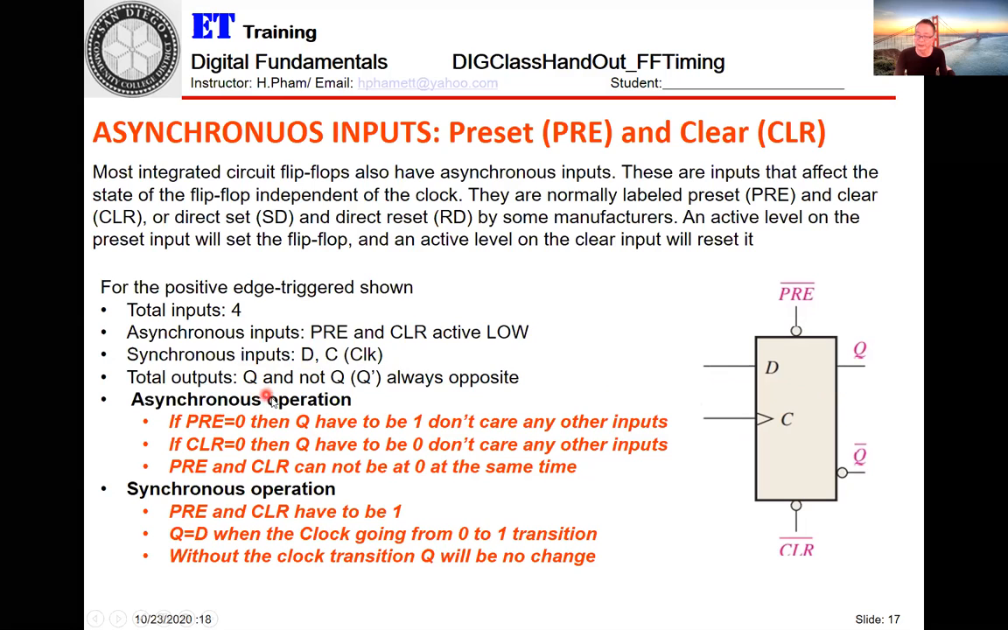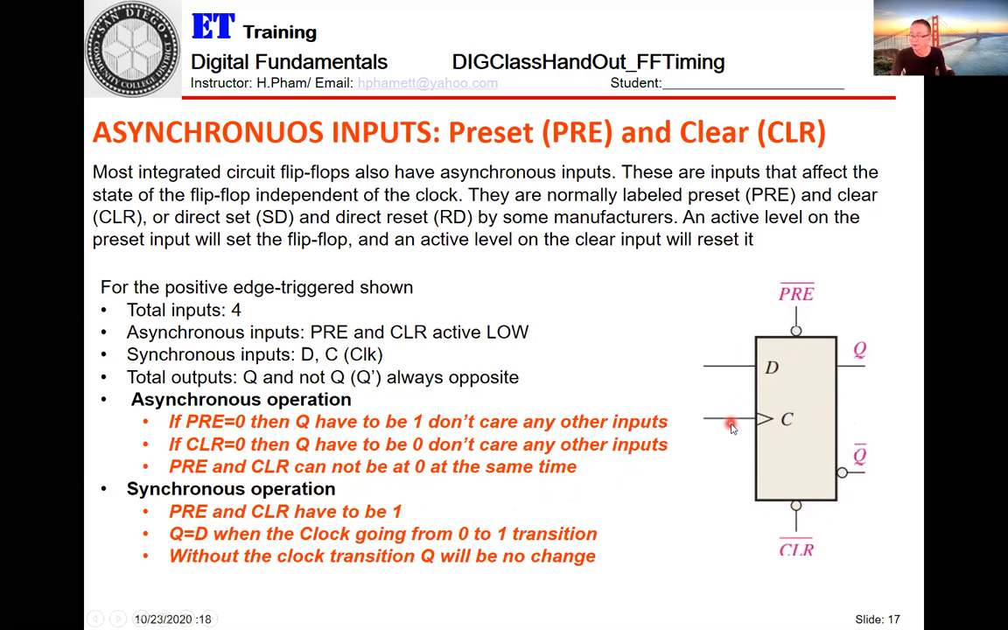Okay, two outputs Q and not Q, always opposite. Now, they explain to you here. Asynchronous operation. If preset is 0, Q has to be 1. Don't care about any other inputs. If clear equal 0, Q has to be 0. Same thing. Don't care about any other. Preset and clear cannot be 0 at the same time. Okay, the thing again, I'm telling you, inside the circuitry, everything is controlled by the clock.